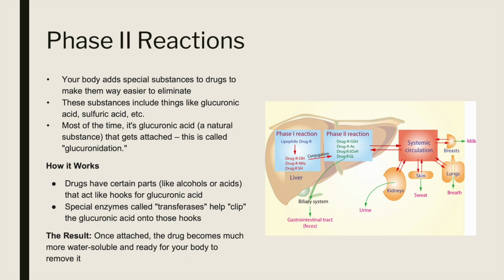So how does this work? Drugs have certain parts, like alcohols or acids, that act like hooks and hook onto glucuronic acid. Special enzymes called transferases help to clip the glucuronic acid onto the hooks. Once attached, the drug becomes more water soluble and ready for your body to remove. So phase 2 reactions involve drugs having these little hooks that hook onto acids, usually glucuronic acid, making them more water soluble, which allows your body to excrete them a lot easier.